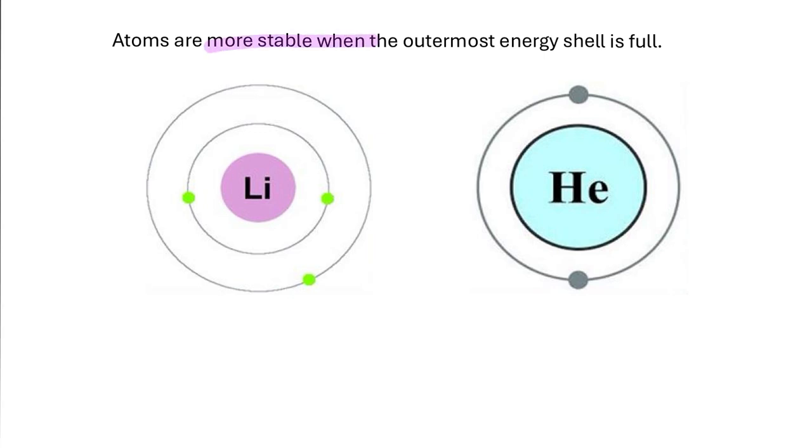Atoms are more stable when the outermost energy shell is full. For example, they follow the octet rule. Octet rule means they must fill the outer shell with 8 electrons to become stable. Helium is an exception. It has only 2 electrons to become stable. So helium is more stable than lithium. Lithium is going to lose its electron to become stable, basically. So it will be left with 2 electrons and will become a stable atom.